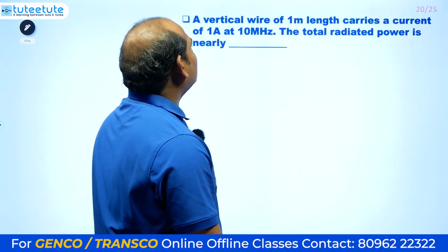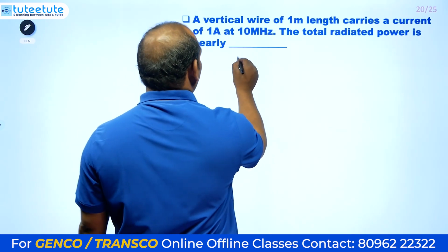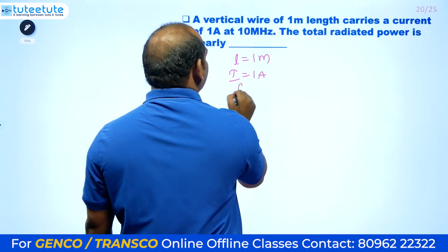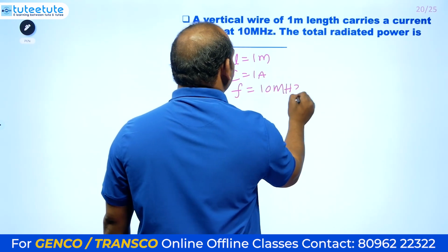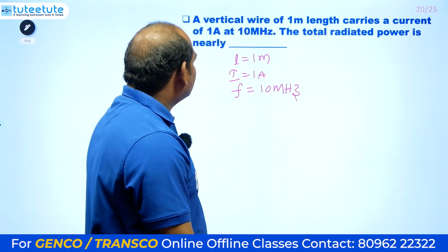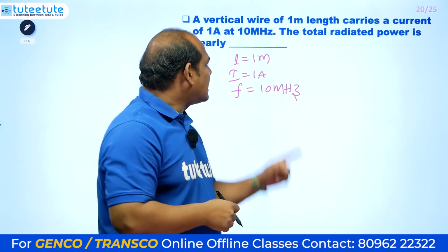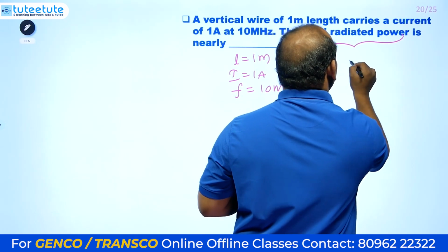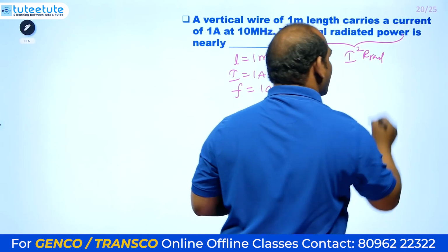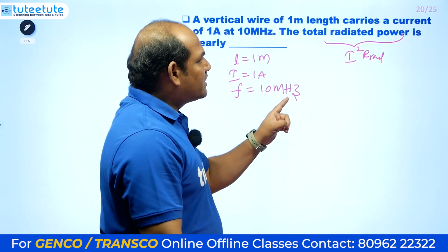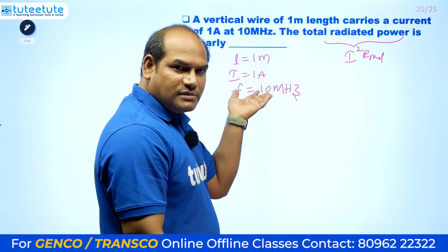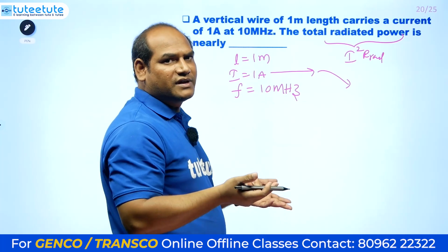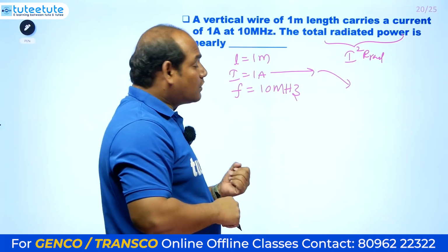Next question. A vertical wire of 1 meter length, so length is equal to 1 meter, carries a current I equal to 1 amp at frequency 10 megahertz. We have to calculate the total radiated power. Current is already there, you need the radiation resistance. Radiated power is I square into R radiation. They have given I as 1. Whenever the current is uniform, that relates to a Hertzian dipole or short dipole, an infinitesimal dipole.